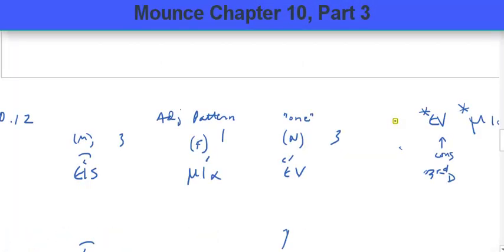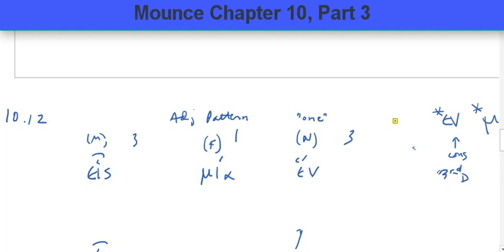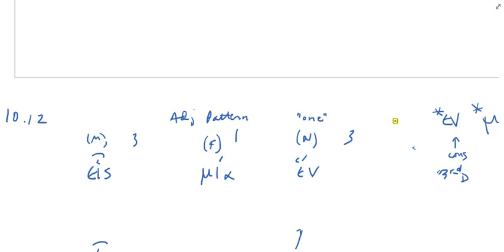So in Mounce 10.12, we meet the word one. The word one can function as an adjective, and as an adjective, it needs to be able to modify nouns of any gender. We could talk about one man, one woman, one spirit, one work. Those would be neuter forms.